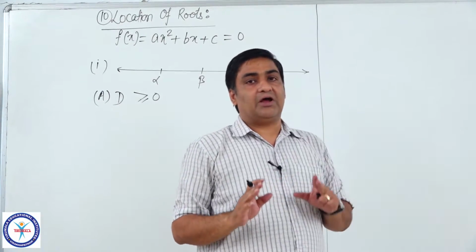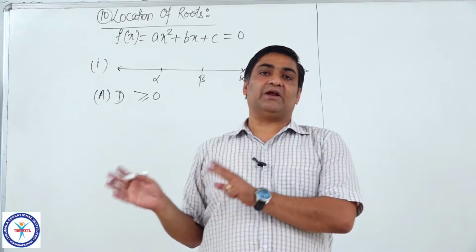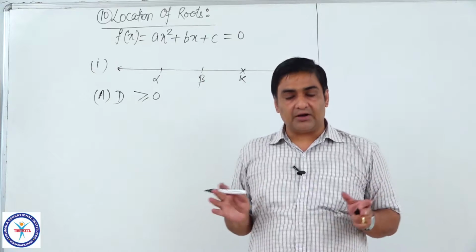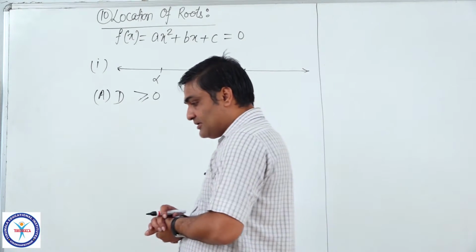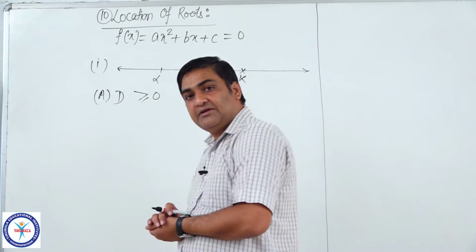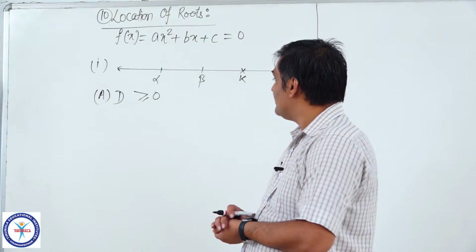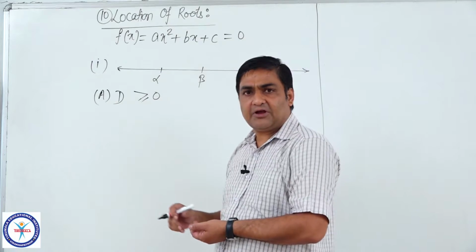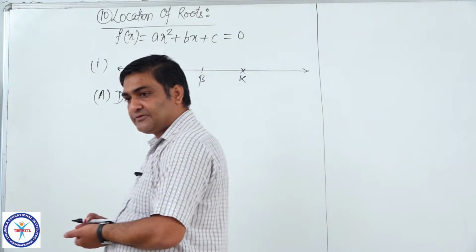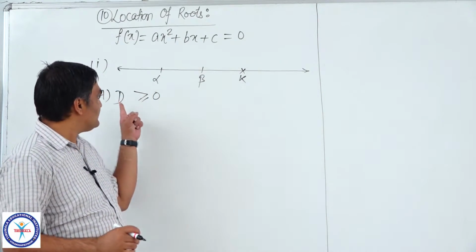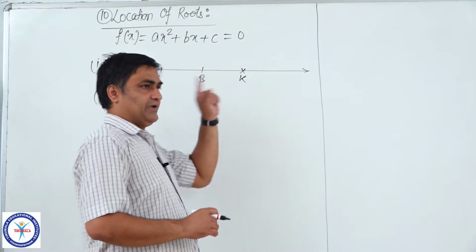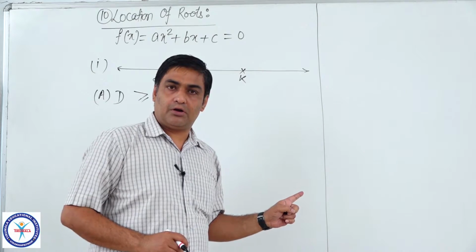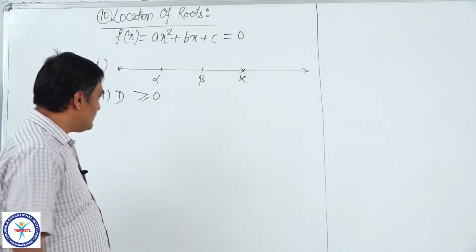For roots to lie on number line, whether it is greater than some number or smaller than some number, those must be real. Why equality sign? Both roots can be equal, less than k. So this condition is very much important and it is applicable everywhere whenever we talk about location of roots.